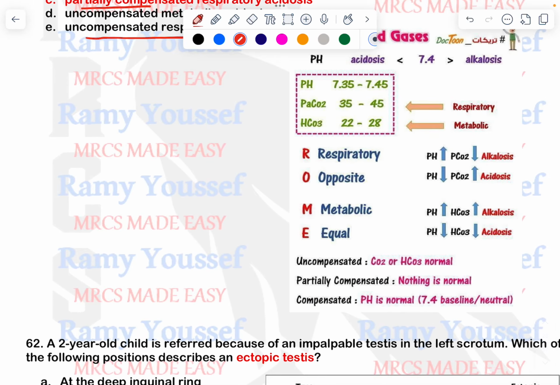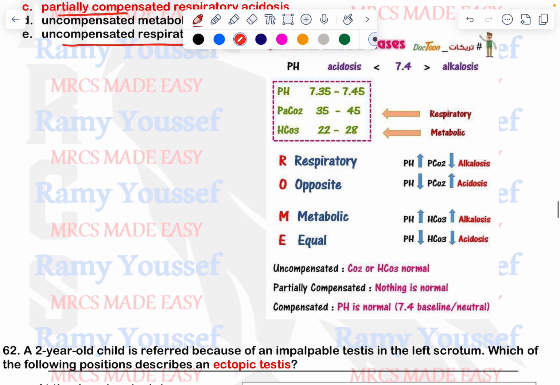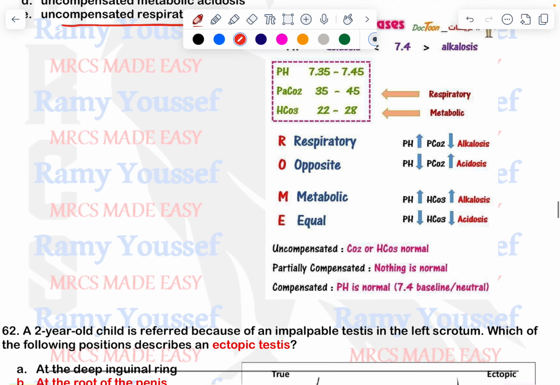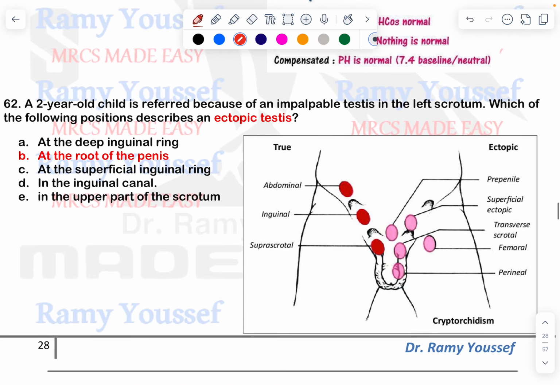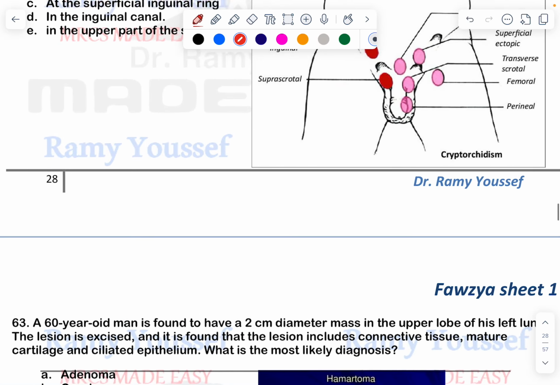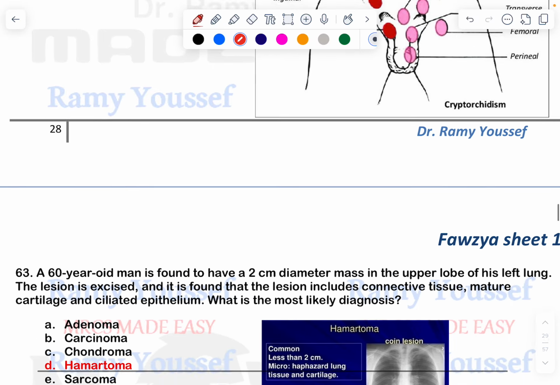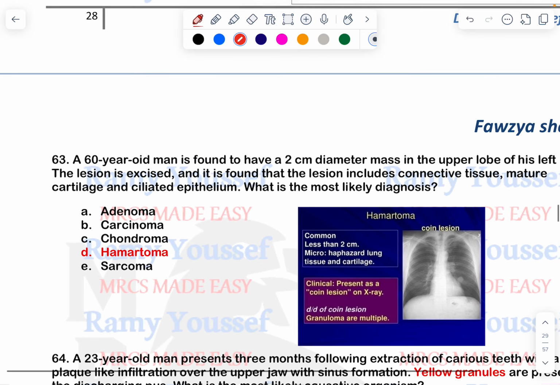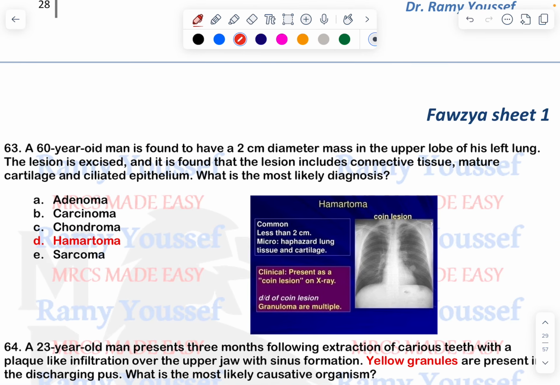A two-year-old child is referred because of an impalpable testis in the scrotum. Which of the following best describes an ectopic testis? This is ectopic: the position has to be different from the normal path, for example at the root of the penis. A 60-year-old man is found to have a 2 cm lesion in the upper lobe of the left lung, which is excised. The lesion includes connective tissue and mature cartilage; this is a hamartoma in the lung, like a teratoma in the ovary. Yellow granules are Actinomyces.